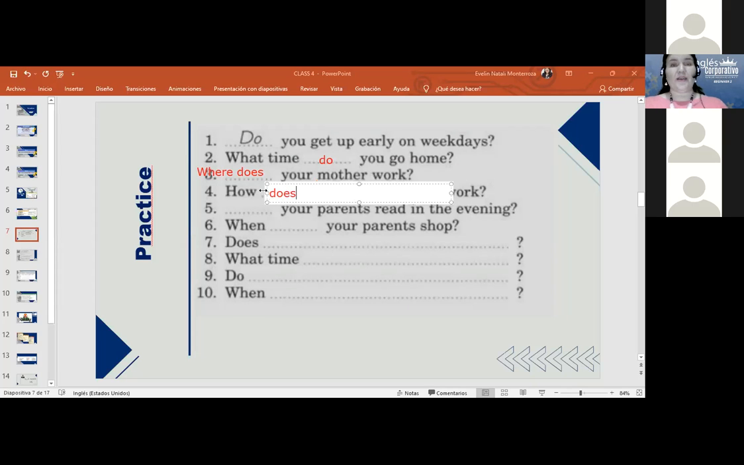The next one, how your father get to work? How does? Very good. How does your father get to work? And the next one, your parents read in the evening.